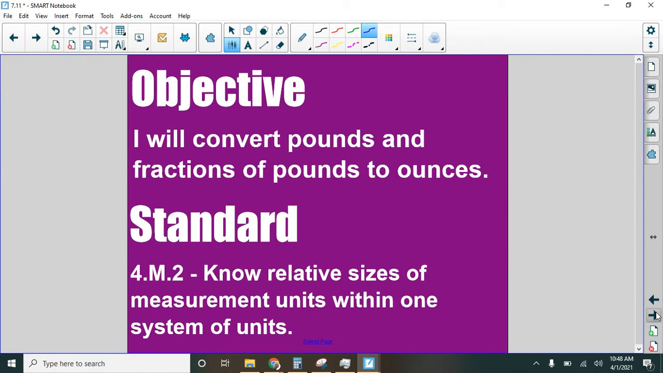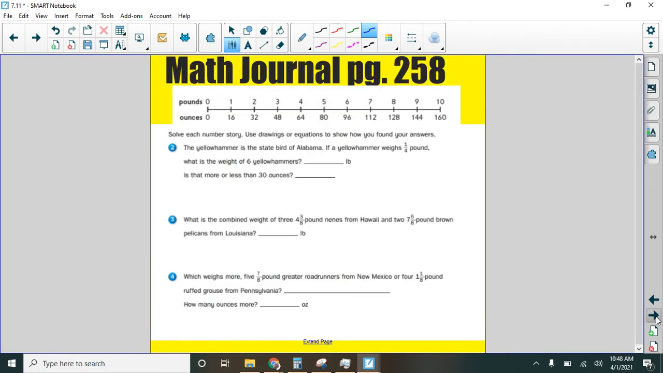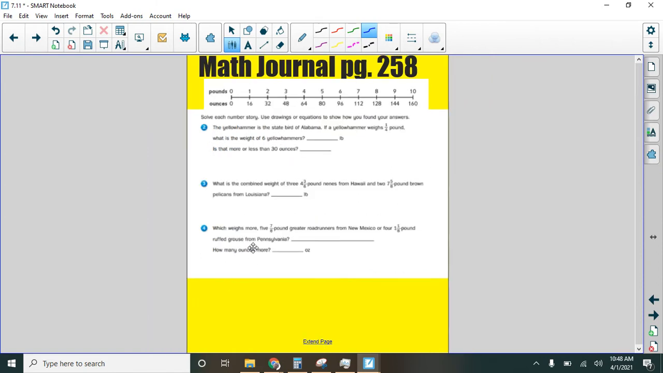Okay, so we're going to use these as we go through some problems. Our goal here is going to be converting pounds and fractions of pounds to ounces, and that works with our measurement standards. And of course, we've got some word problems coming up here. Mr. White's actually going to model with number 4, so you should write what I write. But you're going to watch me and listen to me as I think through how I would do this.